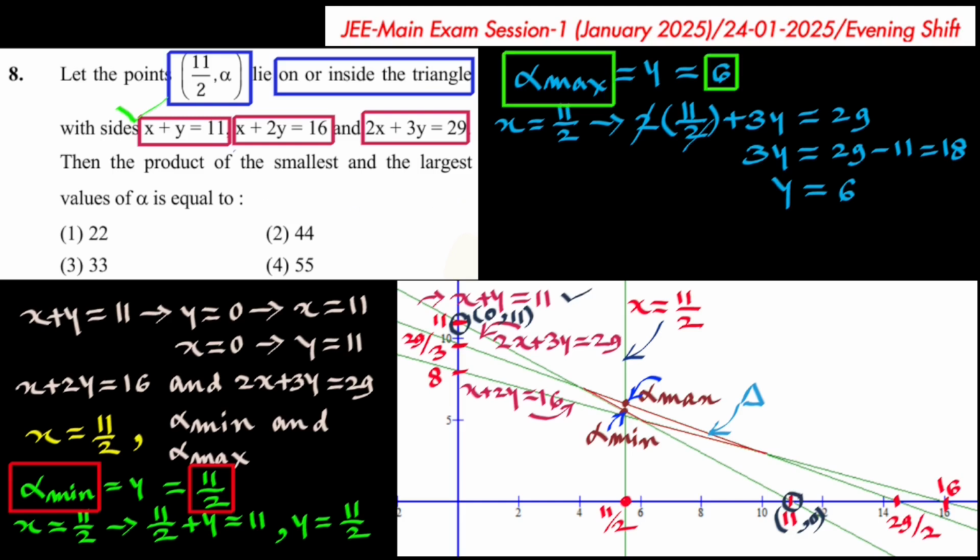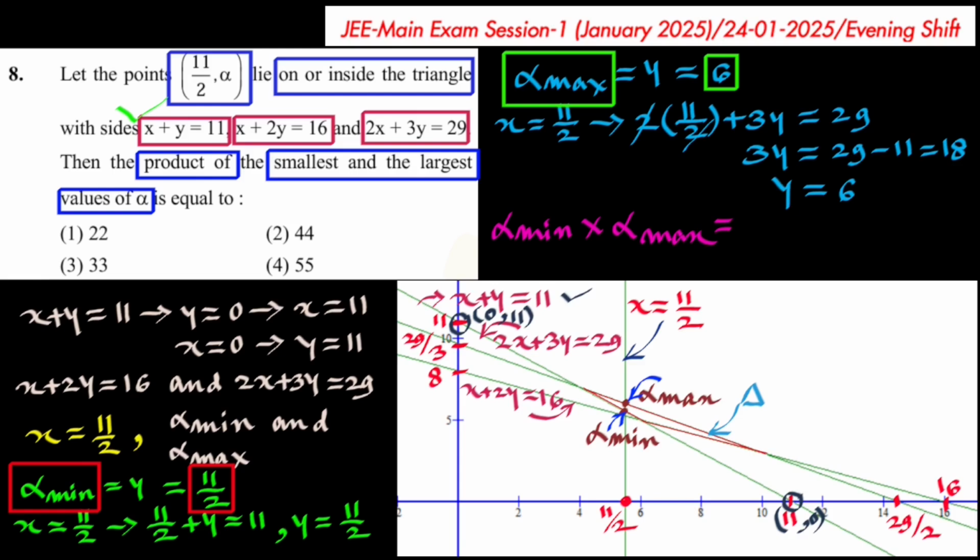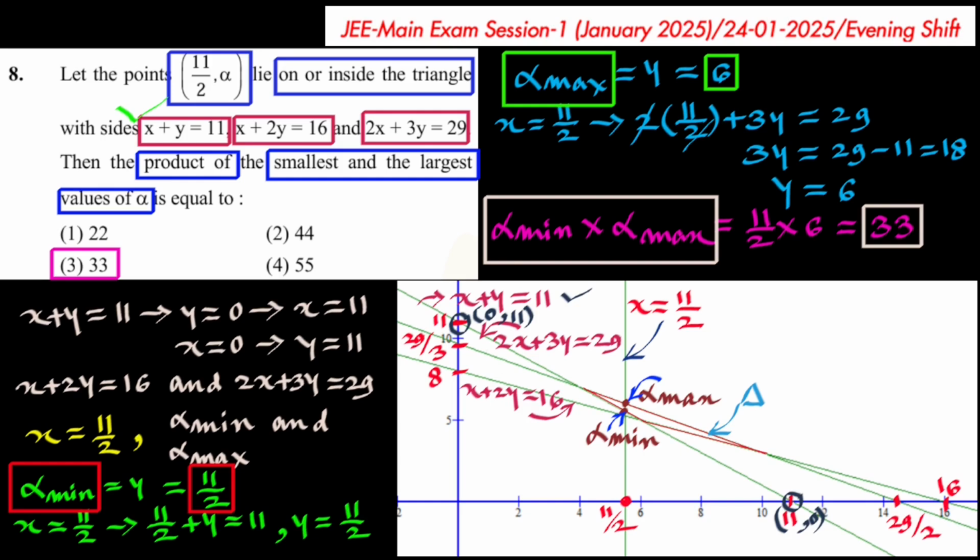Now we have to find the product of the smallest and the largest values of alpha. So alpha minimum into alpha maximum is 11 upon 2 into 6, 33. Hence the correct answer here is option 3, 33. There is a small correction here. The line 2x plus 3y equals 29 is not this one but this one. So please note this.